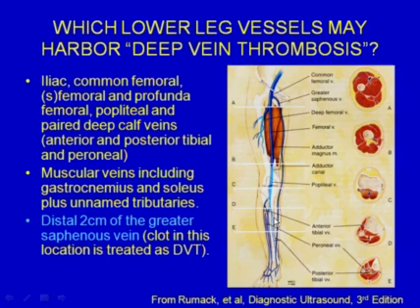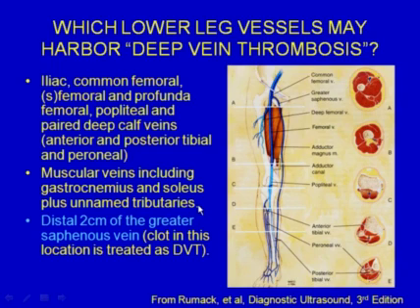So to make the diagnosis of deep vein thrombosis, first we need to remember our anatomy. So which lower leg vessels actually can harbor a deep vein thrombosis? Well, basically, the deep veins are anything that go through a muscle. So the iliac vein, the common femoral vein, profundifemoral vein, and the paired deep calf veins are certainly qualifiers. In addition, the muscular veins, including the gastrocnemius and soleus, plus unnamed tributaries that go through the muscles, are also deep veins.